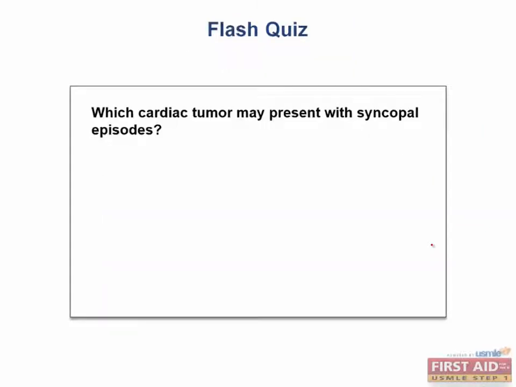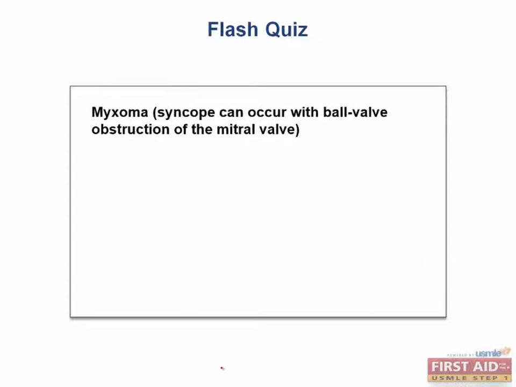Now we have a flash quiz. Let's see if we were paying attention. Which cardiac tumor presents with syncopal episodes? The answer is a myxoma.